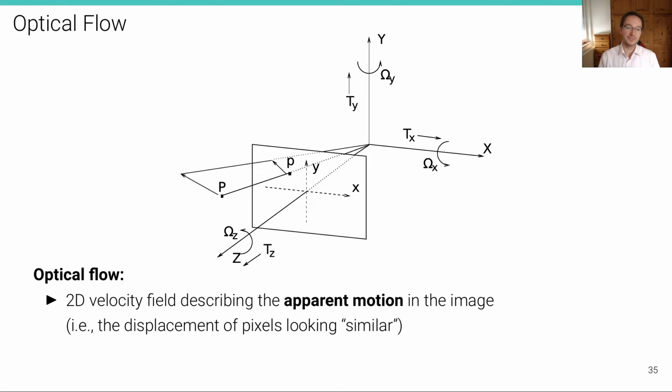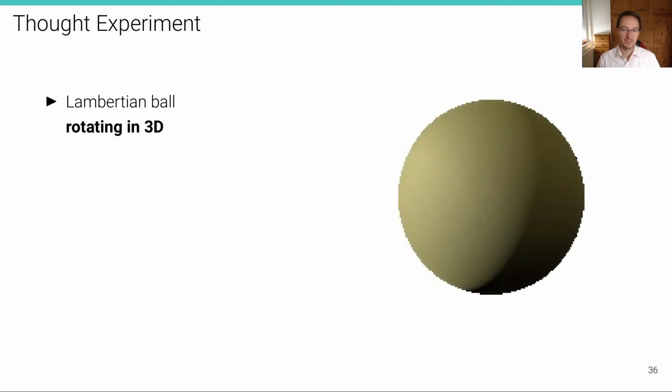So the optical flow is the 2D velocity field describing the apparent motion in the image, and that's what we can actually measure. It's the displacement of pixels looking similar. If there would be a corner here that's unambiguous, and that corner would move to here, then we could match these two using optical flow, and in this case, the optical flow and the motion field would be the same. And in most cases they are, so it's useful to estimate optical flow, but it's not always the case that optical flow and the motion field are the same.